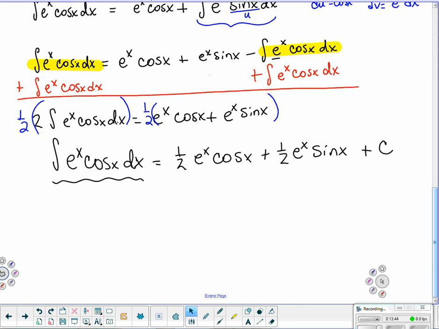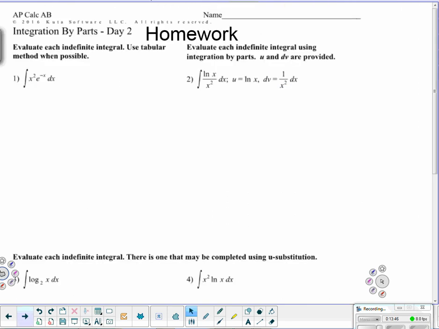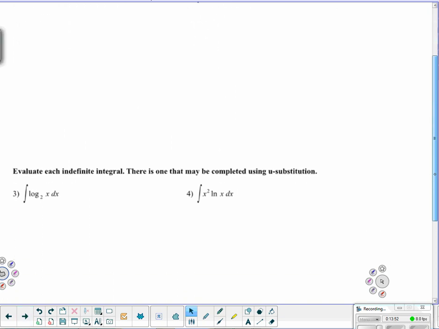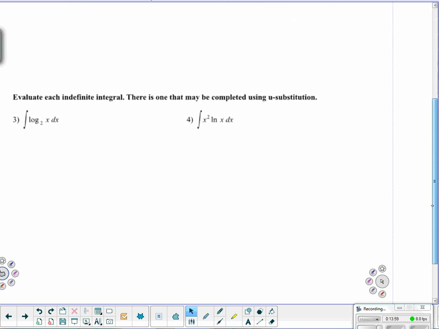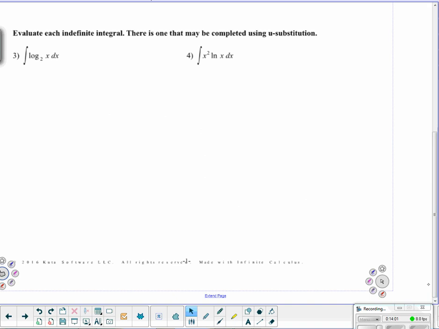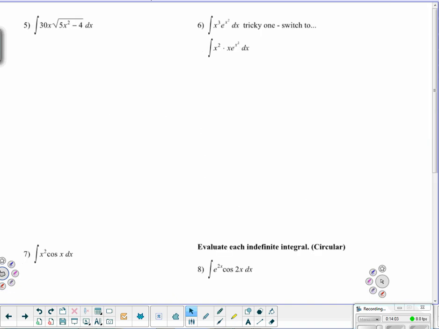So that's all the notes for today. And the homework is 8 problems. Hopefully there'll be some standard integration by parts. There should be some tabular. And I even told you to use tabular on that very first one. And think about LIATE when you're selecting them.